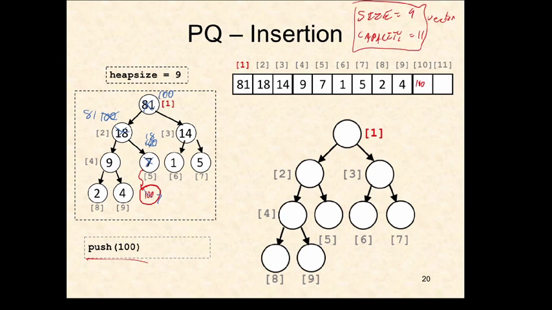Now, really this all happened in the underlying vector. So let's look at the underlying vector. So 100 was at index 10, its parent was at 5, so we swap 100 with 7. Then index 5, its parent is at index 2. Index 2's parent is at index 1. Okay, so that's what the vector looks like now.